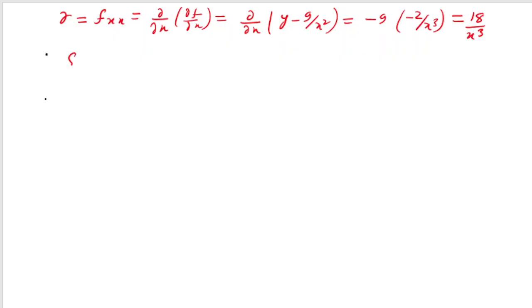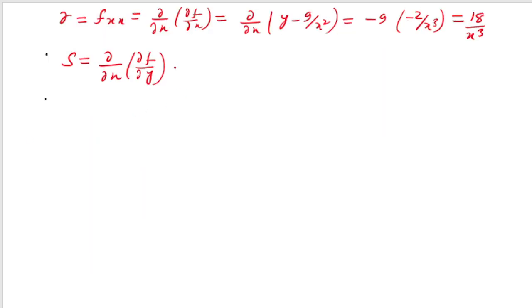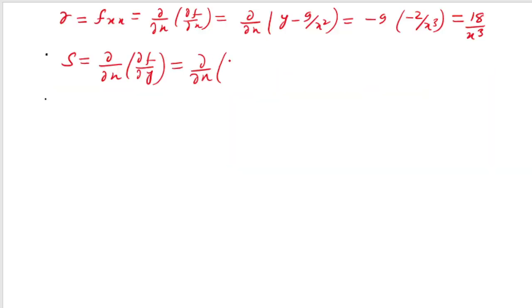Similarly, if you calculate s, that is del by del x of del f by del y. I hope you remember this. Let me show you again. This is what I have to calculate, del 2f by del x del y. So that is del by del x of del f by del y. And what is del f by del y? Del f by del y is x minus 3 by y square. So I take x minus 3 by y square. If you calculate this, you will get 1, because del x by del x of x will be 1 and this will give you 0.